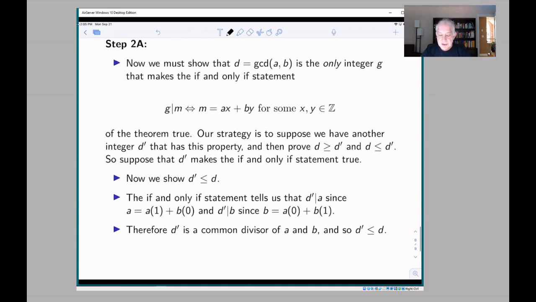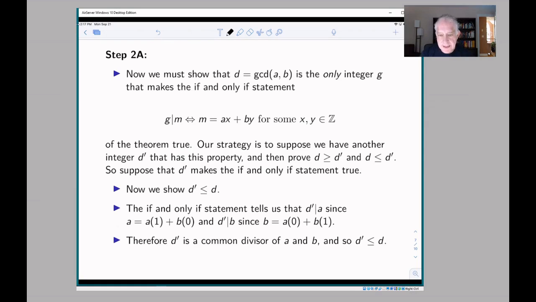But we have to show that D is the only integer that makes this if and only if statement true. And as I mentioned, a lot of times in these uniqueness proofs, what we do is we assume that we have another one and show that it's equal to the one that we started with. Okay, so suppose we've got our D prime and it makes this if and only if statement true. And so what that means is that this G here, this integer which makes this statement true, is D prime. And now we are going to show that D prime is less than or equal to D.